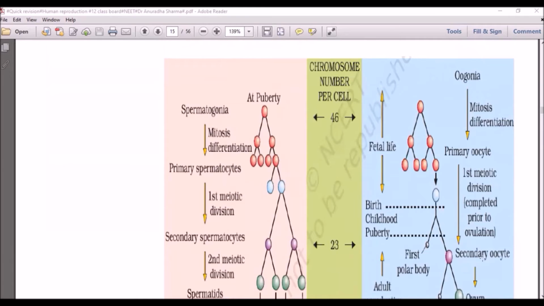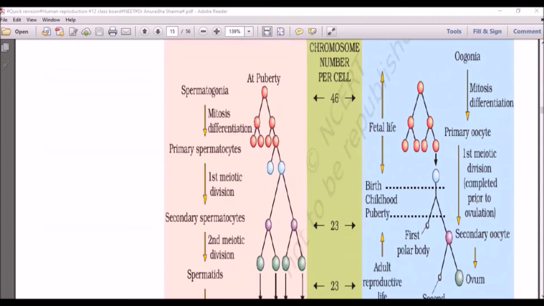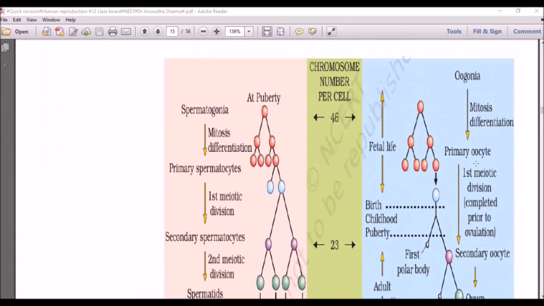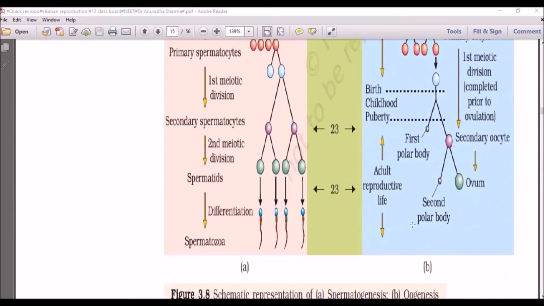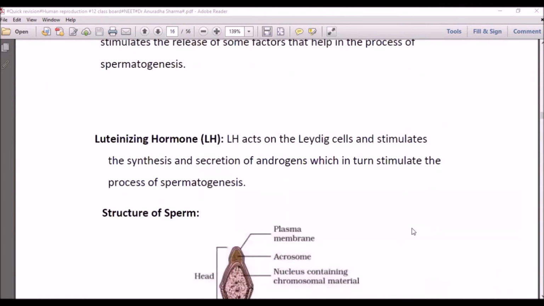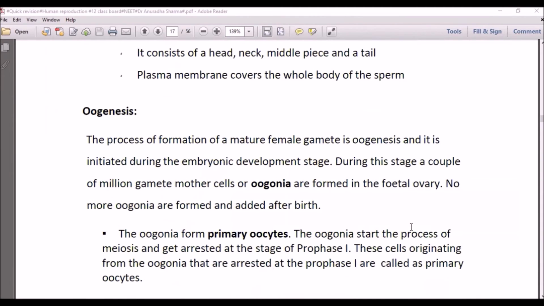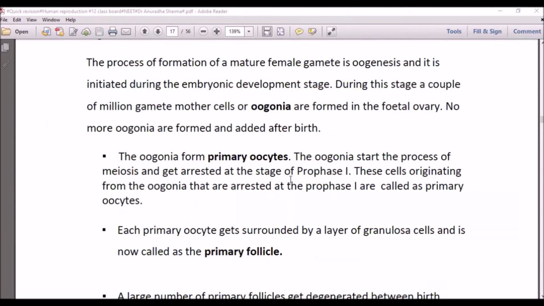So this is the process of oogenesis, that is, from oogonia the ovum is formed, and primary oocytes and secondary oocytes are also formed. First polar body and secondary polar bodies are also formed in the adult reproductive stage. So this is the entire process of oogenesis, that is, primary oocytes are formed.